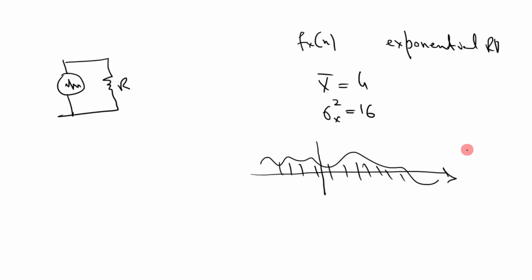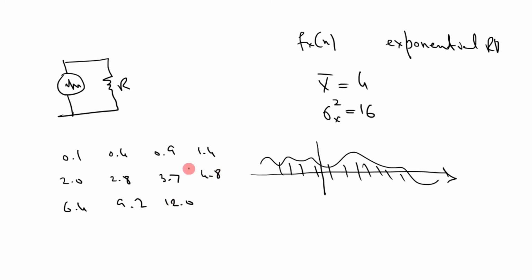After passing through a sampler, then you get these samples which has magnitudes equal to 0.1, 0.4, 0.9, 1.4, 2.0, 2.8, 3.7, 4.8, 6.4, 9.2 and 12.0. Let's suppose you receive these 11 samples after sampling this random waveform which is exponentially distributed.